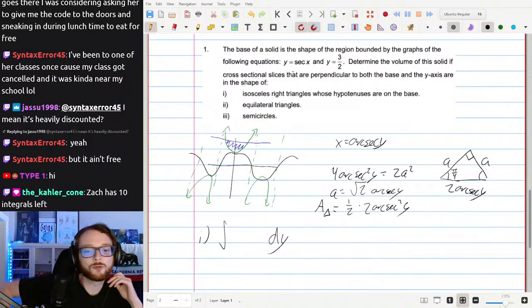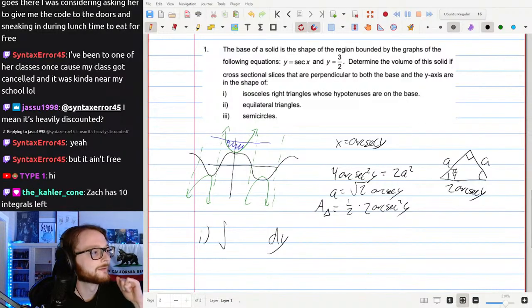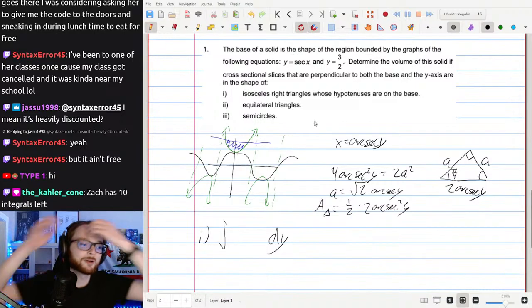There's no way we're supposed to integrate arc secant squared, right? I can figure out this problem. Maybe we'll just call it after that. What am I doing wrong?